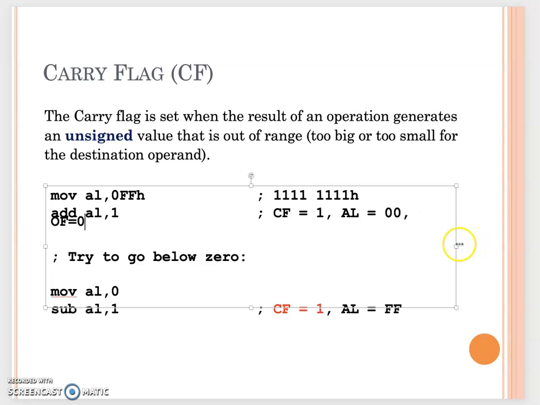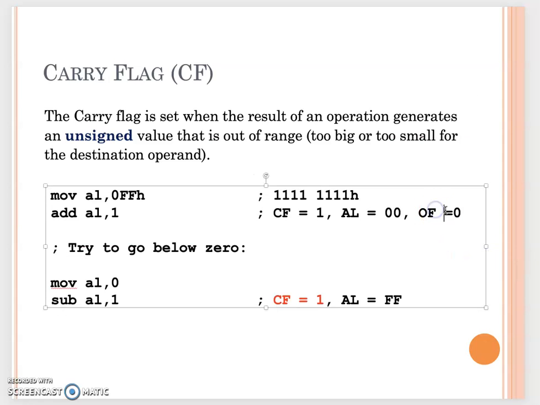And the reason is, remember we say the inclusive OR. So since the carry flag is 1, the carry into the most significant bit is 1. So that's why the overflow flag is 0.